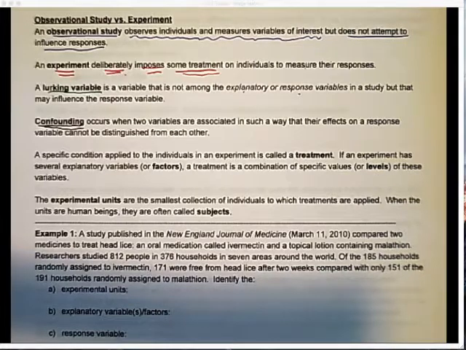The specific condition applied to individuals is called a treatment. If an experiment has several explanatory variables or factors, a treatment is a combination of specific levels of these variables. And lastly, experimental units are the smallest collection of individuals to which treatments are applied. When units are humans, they're called subjects.